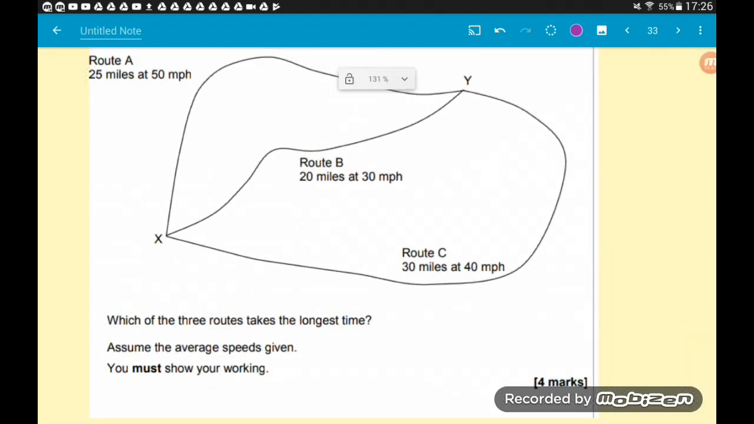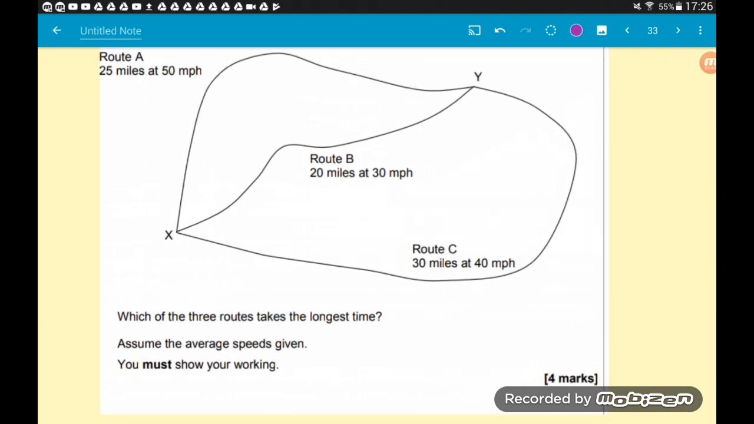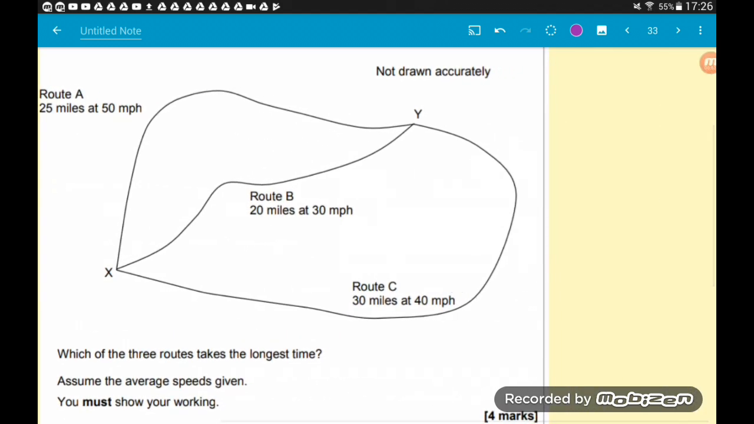So the question asks us, which route takes the longest time? And as ever, we must show our workings. So again, get the triangle out on the go.